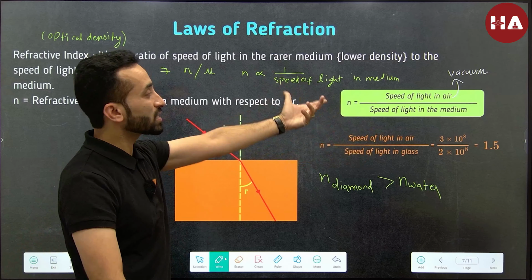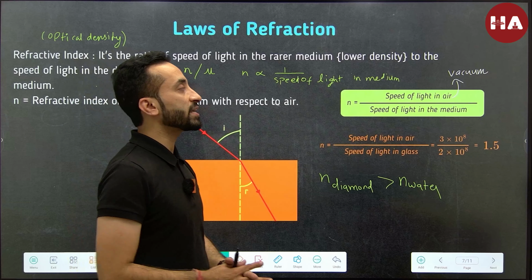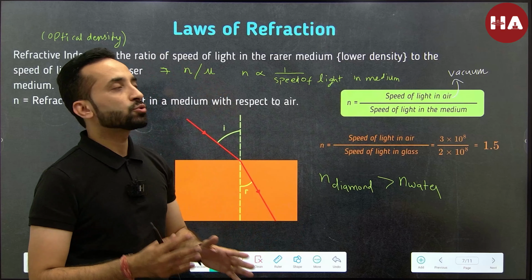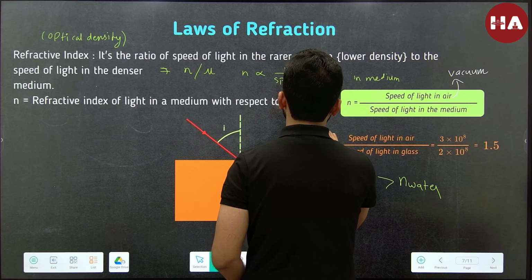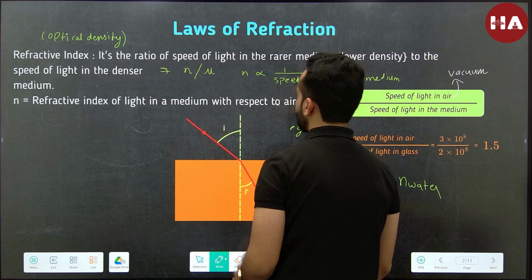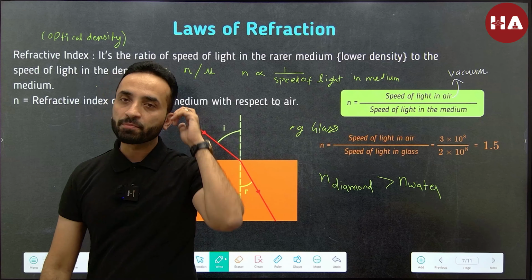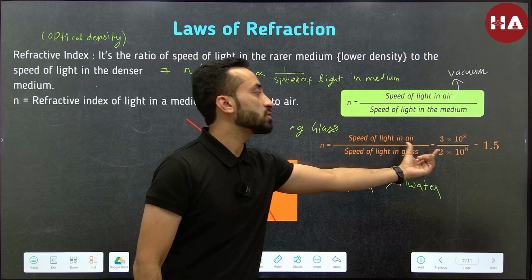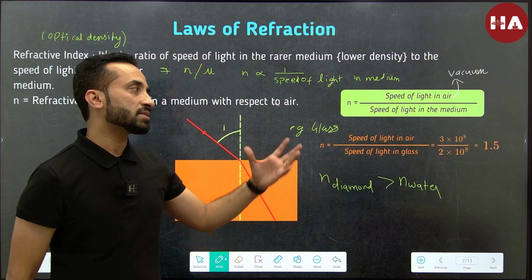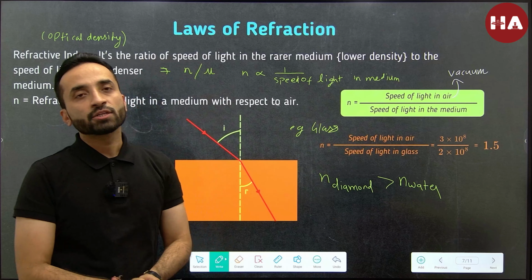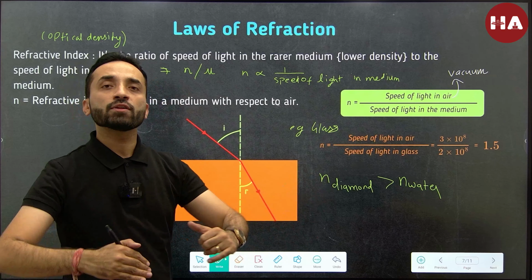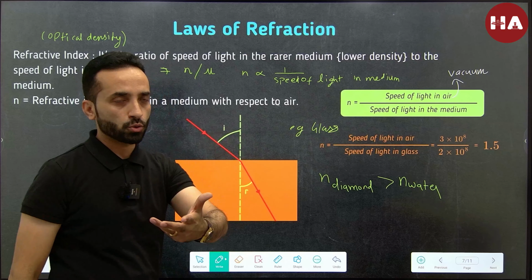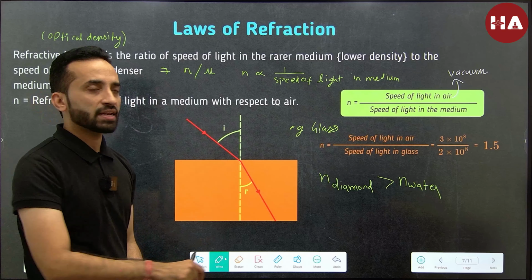Students, please note down this, that refractive index is defined as speed of light in air to the speed of light in medium. I have given you an example for glass. You can see that the speed of light in glass is 2 into 10 raised to the power 8, while in air it is approximately 3 into 10 power 8. So that gives you the refractive index of glass as 1.5. For diamond it will be even more, like 2.42. So light speed is even less, right?